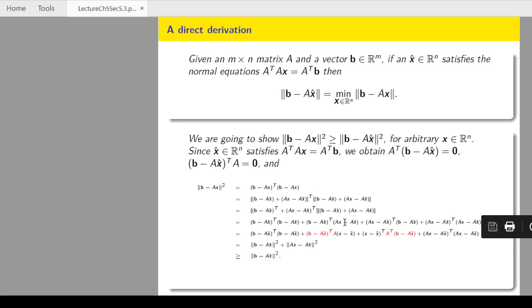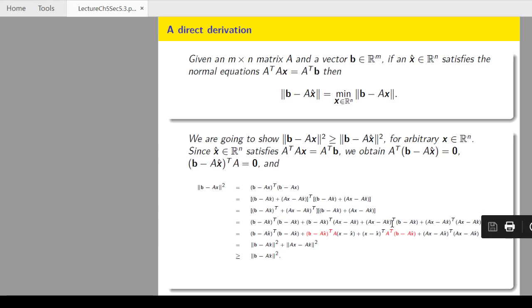For the second term here, we have Ax and A x hat. They share A, so we move A out. When we move A out, take a look at this red part. The red part is the same as what we observed earlier. That's 0. So 0 times (x minus x hat). So this term should be 0. It doesn't matter even though the sign here is negative.